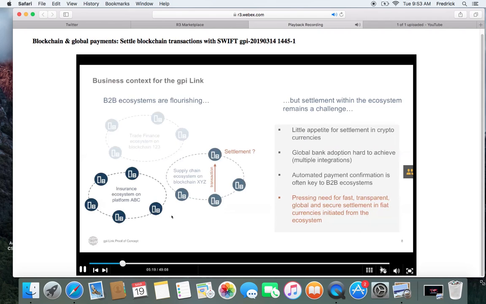One obvious option could be, of course, cryptocurrencies, but we see very little appetite at this moment to do settlement in cryptocurrencies. If banks would have to individually join each of these big B2B ecosystems, global banking adoption would probably be hard. And very importantly, what all these B2B systems ask is to have an easy way to do settlement and to have the confirmation that that payment has actually happened. And this is exactly where GPI has its strong point. It has the reach of all the banks connected to the Swift network, and it allows to do payment confirmation.